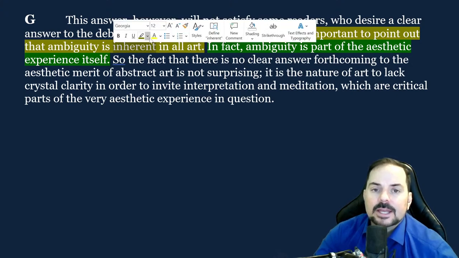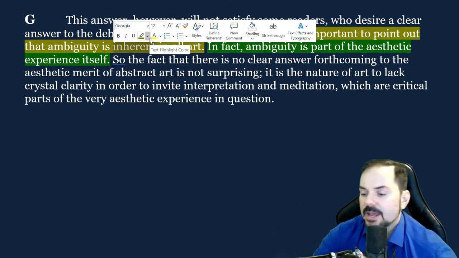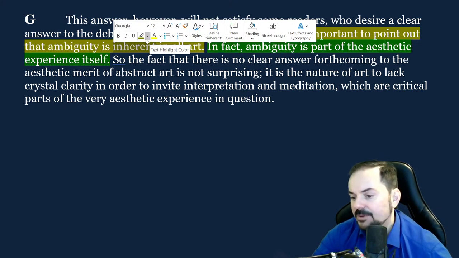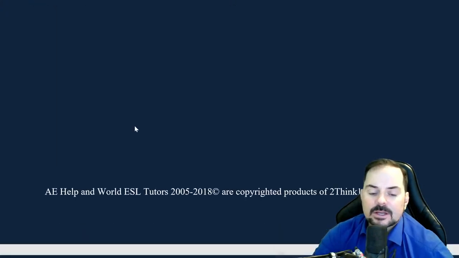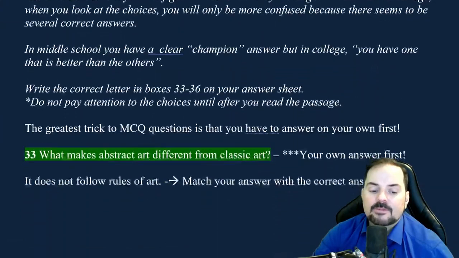Okay. Inherent means it's intrinsic. It's included in all art. So every piece of art. Okay. Anahita, you're right. If you're writing no or yes, you get it wrong. You have to write true or false. Okay. So according to the author, all art includes some form of mystery.